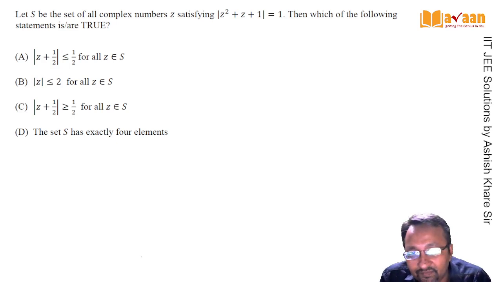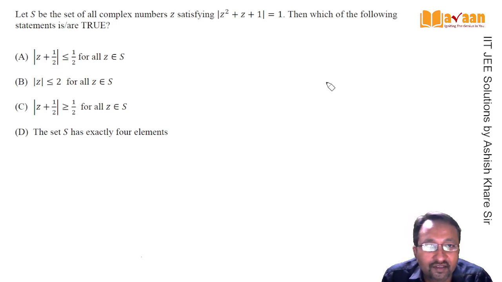Good evening, everyone. So let me try this problem. This is JEE 2020. Have a look at the problem and then we shall start. S be the set of all complex numbers Z which satisfy this equation. Which of the following is/are true?